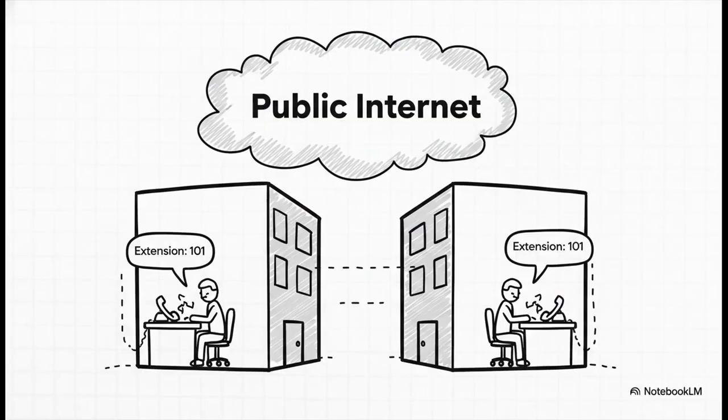The solution was honestly a stroke of genius. A really clever workaround called private IP addresses. Basically, the internet's governing bodies set aside specific ranges of IP addresses that anyone, anywhere in the world, could use on their private network. It's exactly like how every company can have someone at phone extension 101. It doesn't cause a conflict because it's only used internally.